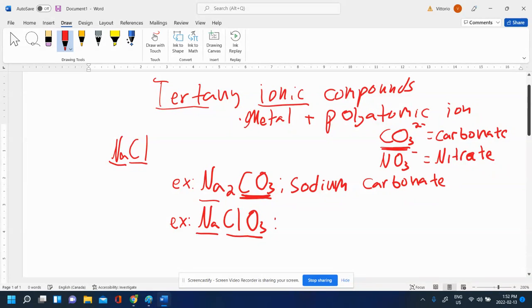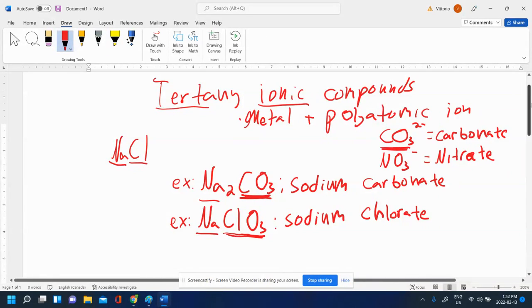Over here, our metal is sodium. Our polyatomic ion is ClO3. And if you're not sure, if you don't remember the names, you can go into your reference table, find ClO3, and you'll see that that is chlorate. So we have sodium chlorate.